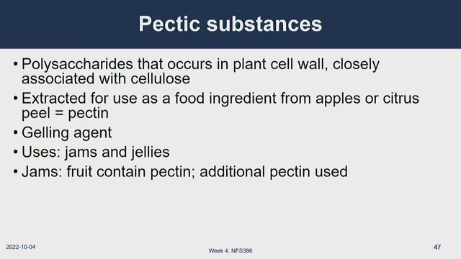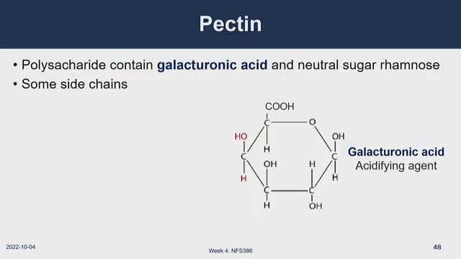They are rich in pectin. These are gelling agents because they increase the viscosity, and they can be used in preparing jams or jellies. Jams contain fruit, and they can contain either pectins that are naturally present in fruits, or we can add pectins as an addition. So it depends. What is the structure of pectin?